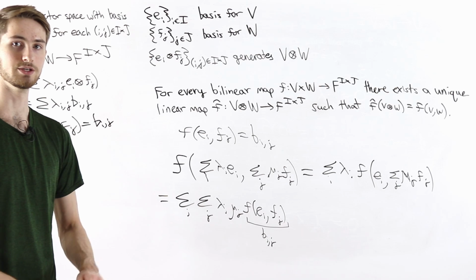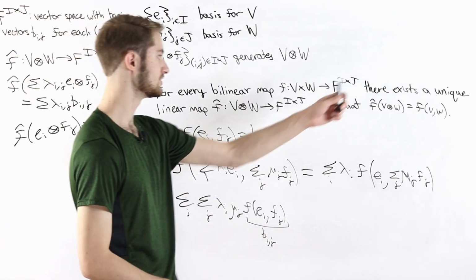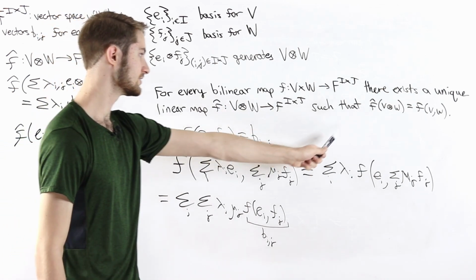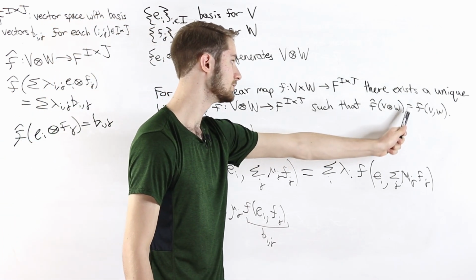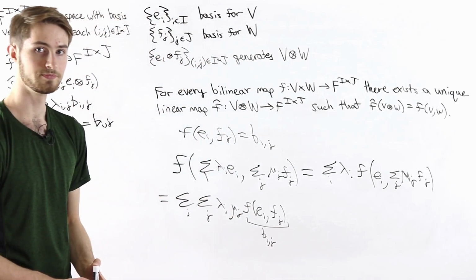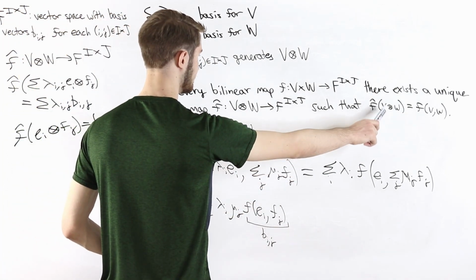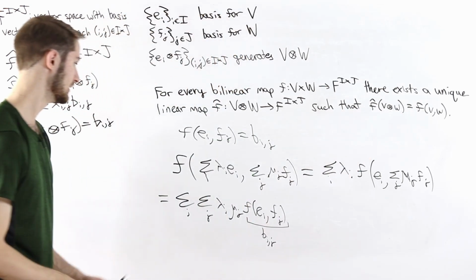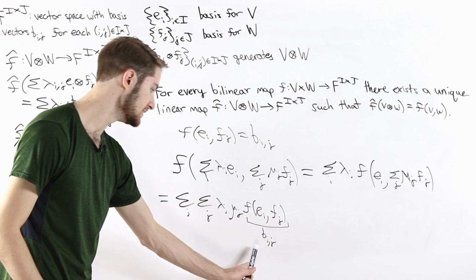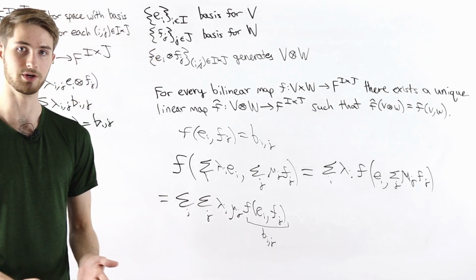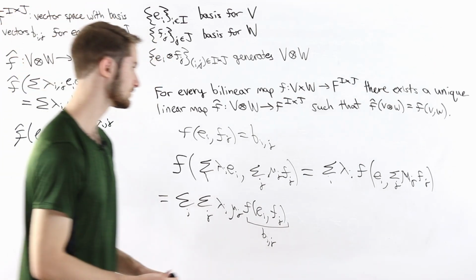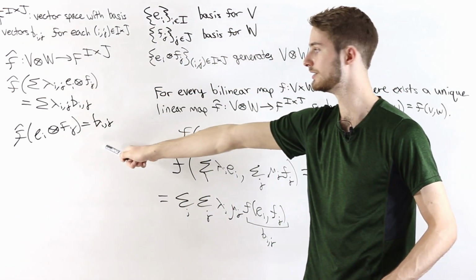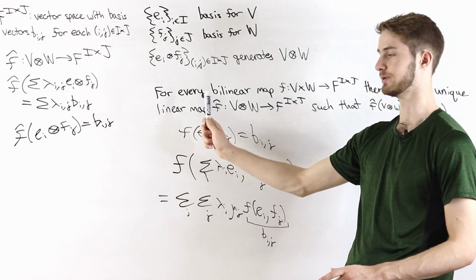And now we can apply the universal property of the tensor product, which says there exists a unique linear map f hat on the tensor product such that f hat of v tensor w equals f of (v, w). So in particular, f hat of e_i tensor f_j equals f of (e_i, f_j), which we can check by this definition is b_{i,j}, just like we want. So using the universal property of the tensor product, we've shown that this function f hat over here is well defined and is also linear.